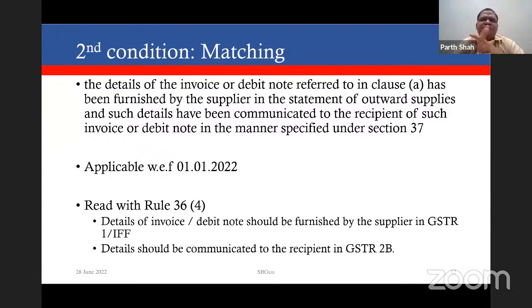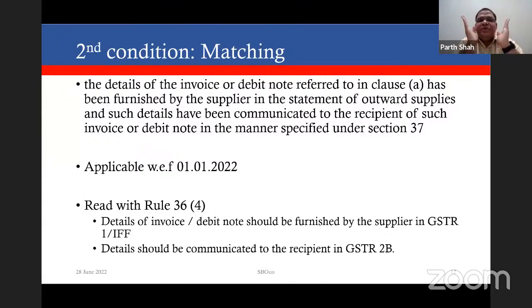We have received lots of notices on GSTR 1, GSTR 3B and GSTR 2A mismatch. But there are apprehensions that those notices may not be legally sustainable. Perhaps the government understands that aspect and therefore they have introduced a new clause, which we are looking at, which says that the details of invoice or debit note referred to in clause A are or should have been furnished by the supplier in his statement of outward supplies, in his GSTR 1, and those details should be communicated to me as a recipient in my GSTR 2B.